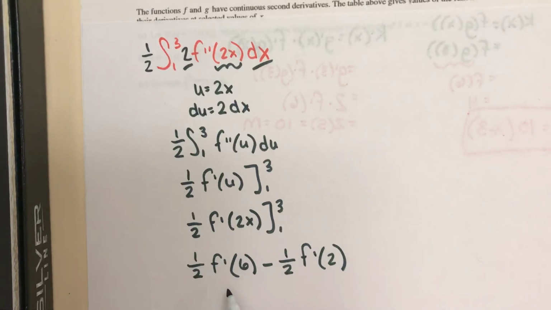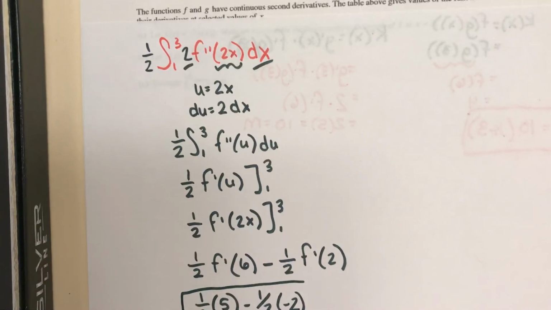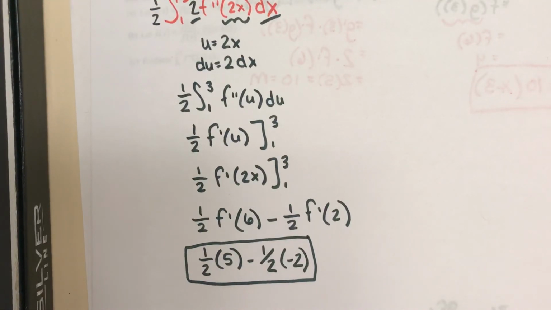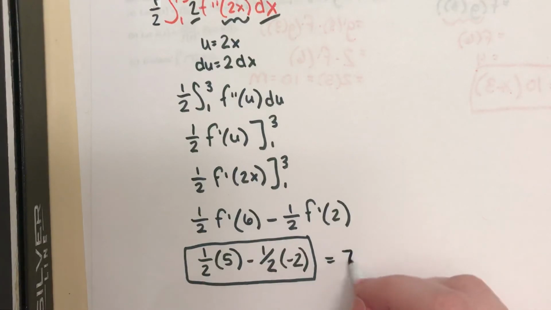Okay, now I'm going to use my chart to evaluate these. Looking at my chart, f prime of 6 would be 5. f prime of 2 is negative 2. So again, we can stop right there. You don't have to simplify. Or if you want to simplify and just check your work, that does simplify down to 7/2.